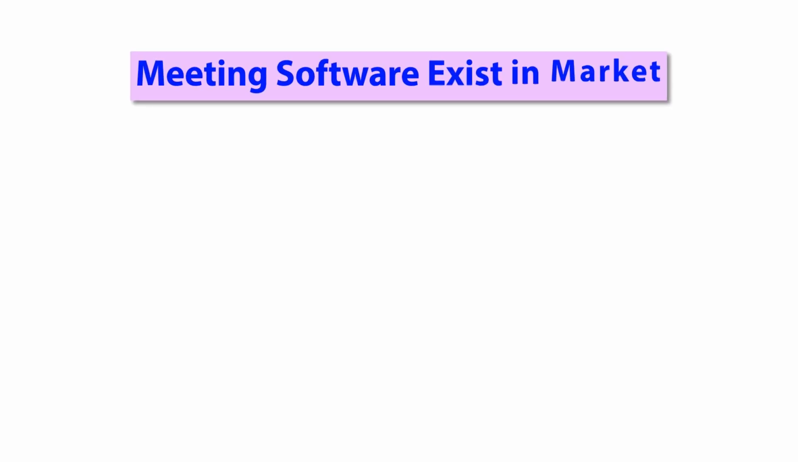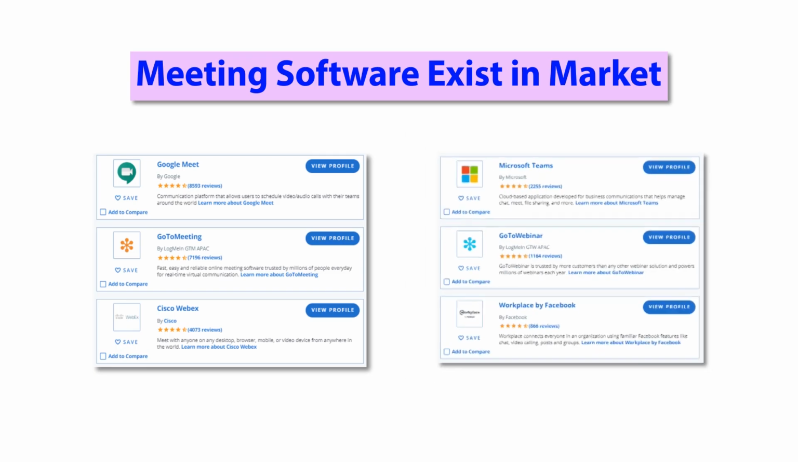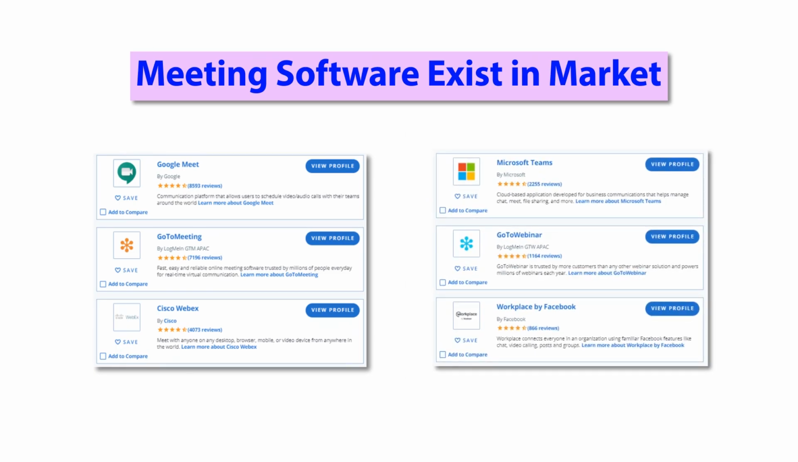When you talk about the meeting software which exists in the present scenario, number one is Google Meet. Then we have GoToMeeting, Cisco WebEx, Microsoft Teams, and GoToWebinar, and even some of the social networking sites are also coming up with these meeting software features. So the intention is very clear. It is more communicative, and anytime anyone can start.